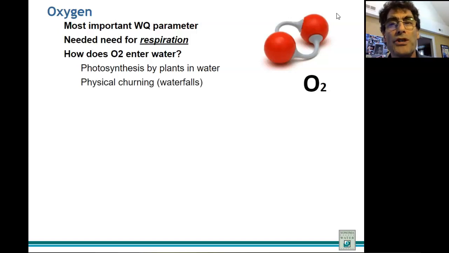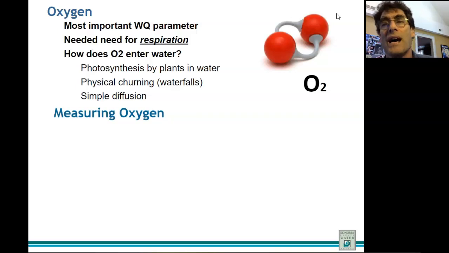Also, and this is a big one, just the movement of the water itself. When water moves over rocks and waterfalls, it actually gets oxygen in the water. And then by simple diffusion. So it's just going to diffuse in, just like carbon dioxide diffuses in the water.